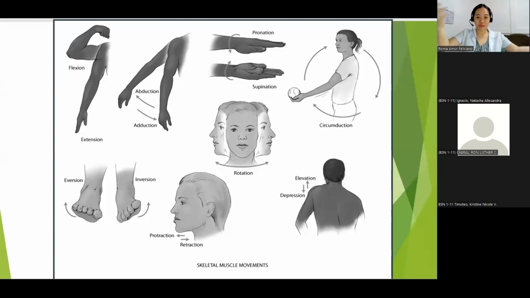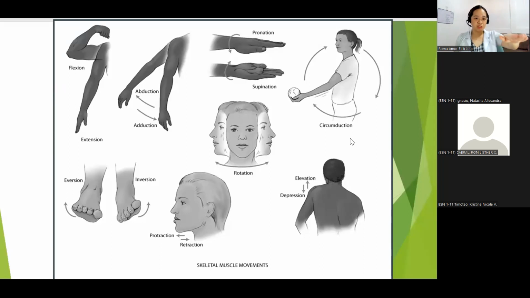Flexion, extension. Bakit kailangan natin yung mga movements na to? Kasi magagamit natin to until 4th year, yung mga tawag dito, mga movements na to. Until 4th year, magagamit po natin yan. Kaya pinag-aaralan natin ngayon. Flexion, the extension of arms, the abduction, and then the adduction. Pronation, supination, circumduction, gagawa ka ng circle, circumduction.